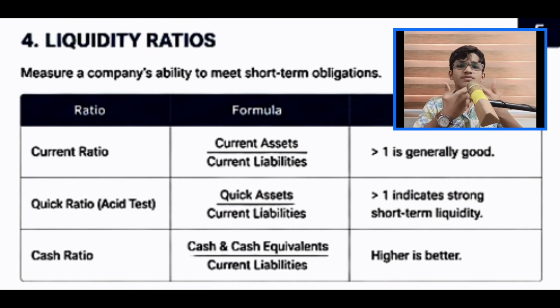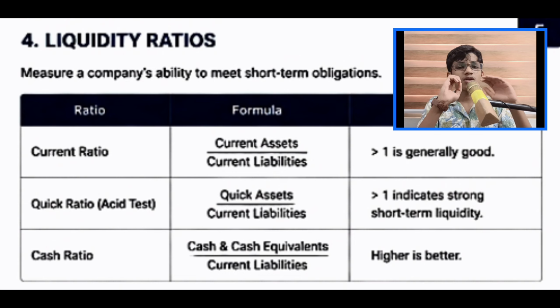Let's move into the specific ratio categories, beginning with liquidity ratios. This measures a company's immediate survival capacity, its ability to meet its short-term obligations and pay current debts without running into a catastrophic cash crunch or insolvency. The current ratio is calculated as current assets divided by current liabilities.